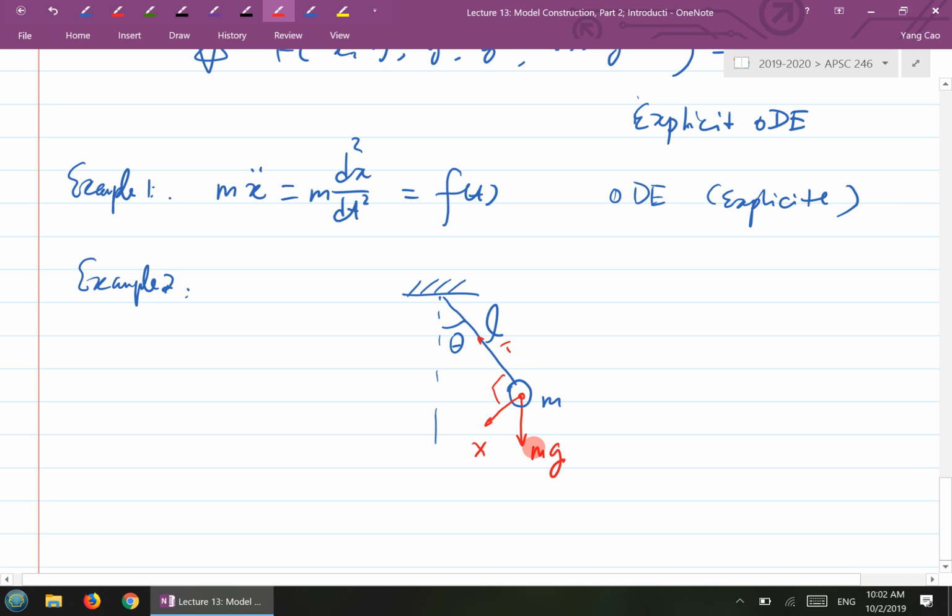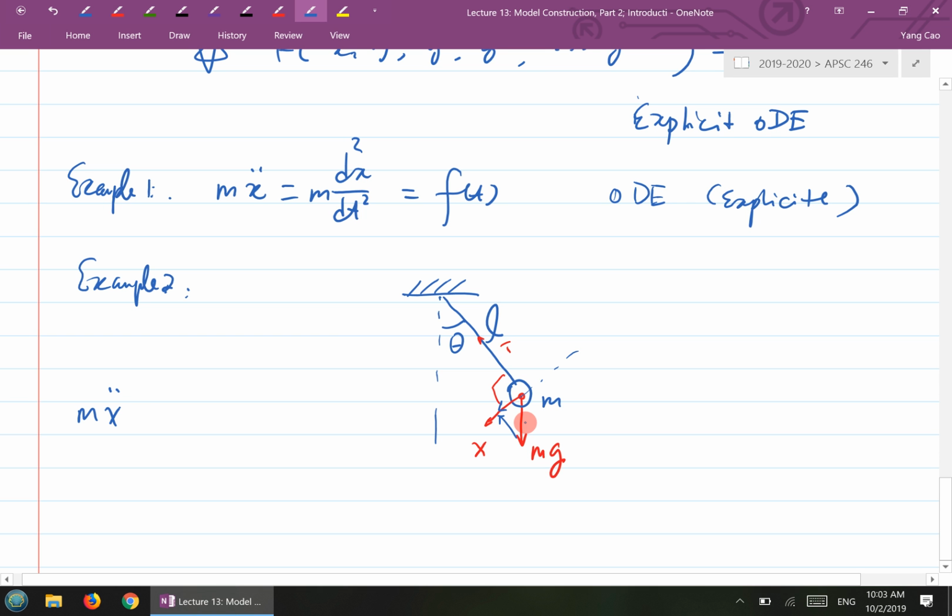Now, if we're talking about motion, we'll apply Newton's second law to the system here. Newton's second law is m x double dot equal to what? Now we're talking about the motion along the x direction here, right? As you can see, the tension T is perpendicular to the x, so it actually doesn't contribute anything to the x. The only force contributing to the x direction is part of the gravity force, mg.